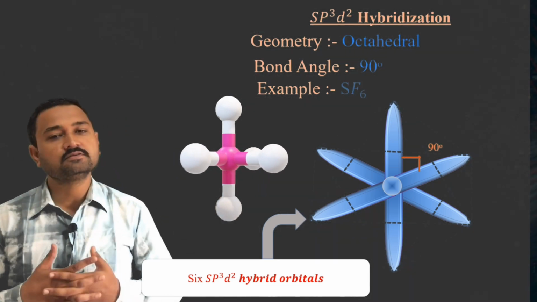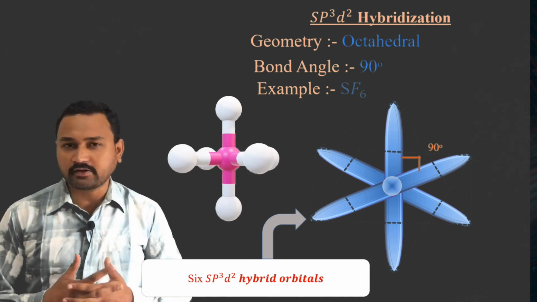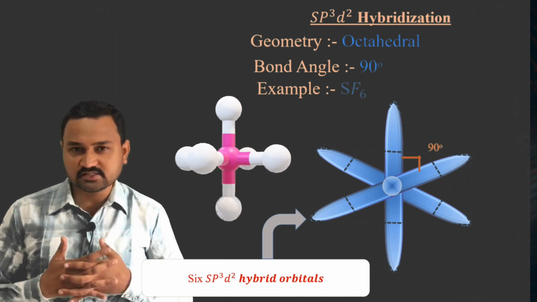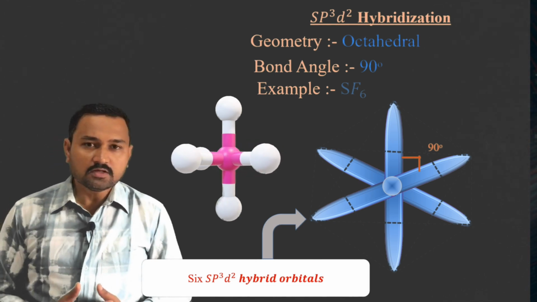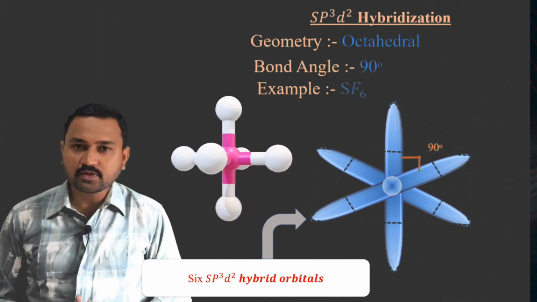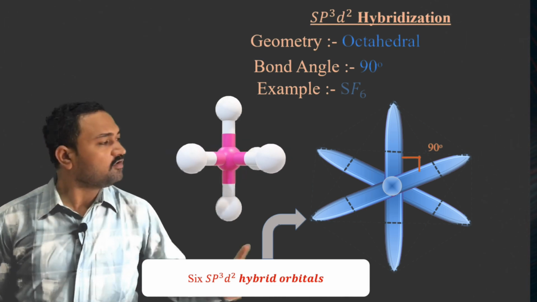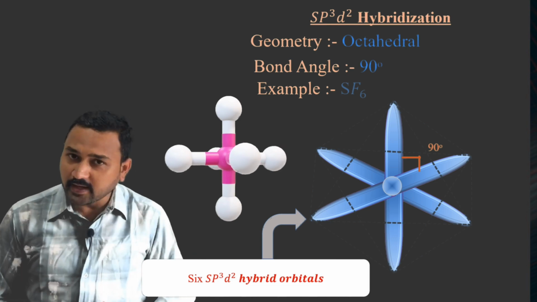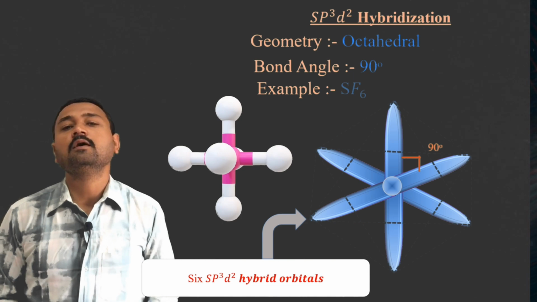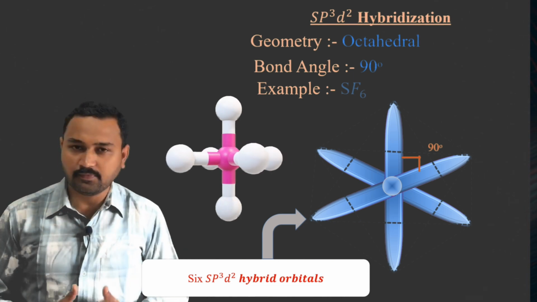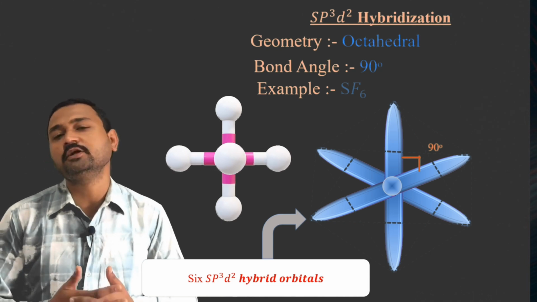If we consider the geometry of sp3d2 hybridization, it is octahedral. The bond angle is 90 degree. Example is your SF6 molecule. Now here you can observe in the diagram, out of these six sp3d2 hybrid orbitals, four are arranged in one plane in a square manner, while the remaining two hybrid orbitals are arranged above and below the plane, and this leads to the formation of your sp3d2 hybridization.